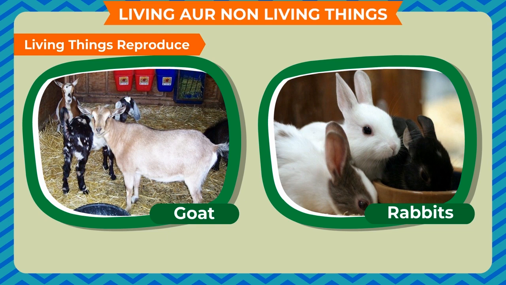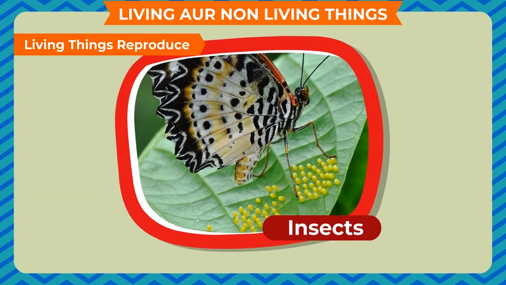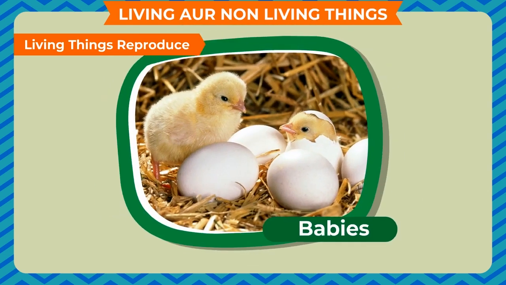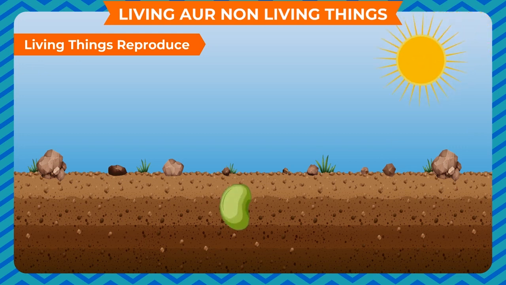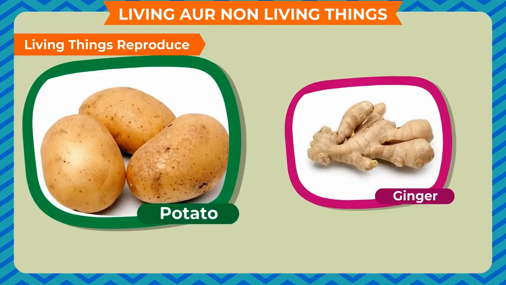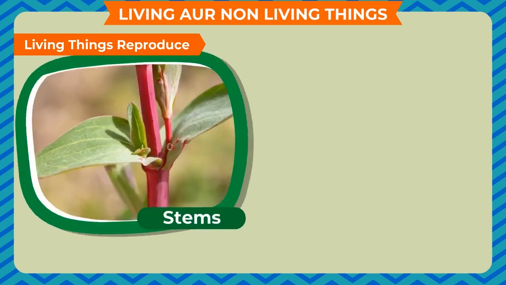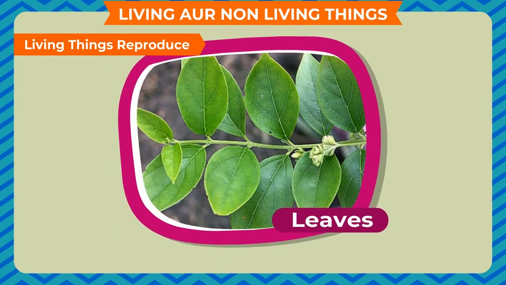Some animals such as snakes, birds, and insects reproduce by laying eggs. Their babies hatch from these eggs. Most plants reproduce with their seeds. When the seeds fall on the ground, they grow into new plants with the help of sunlight, air, and water. Some plants such as potato, ginger, rose, etc. produce new plants from different parts of the plant, such as stems, roots, and leaves.